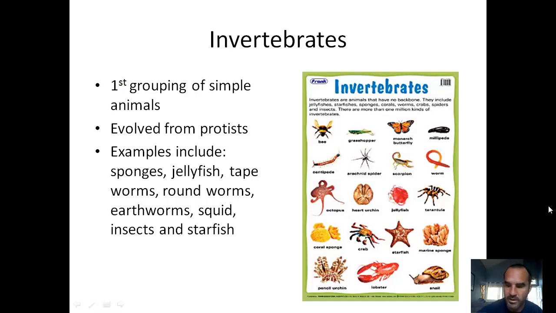But I want you to know that protists evolved into invertebrates. And those were the first types of animals. So before we get to vertebrates, we're going to talk about invertebrates. They're the first group of simple animals. Some examples include sponges, jellyfish, tapeworms, roundworms, earthworms, squid, insects, and starfish. So I've given you specific examples of each type of invertebrate class or phyla that exists.